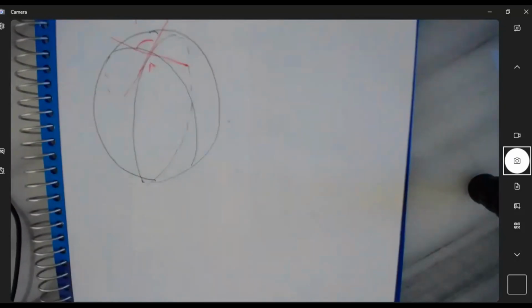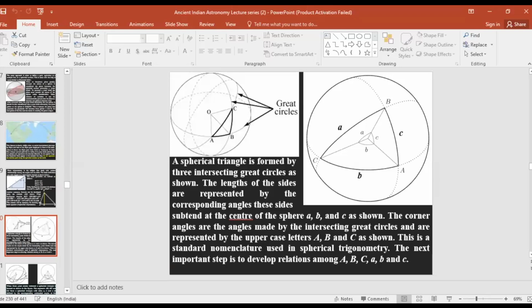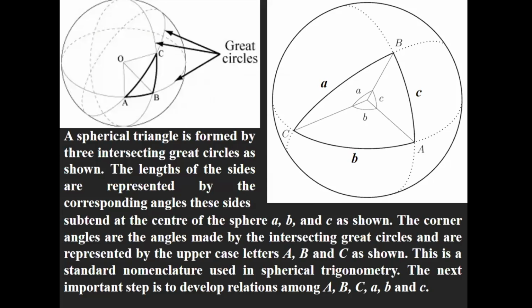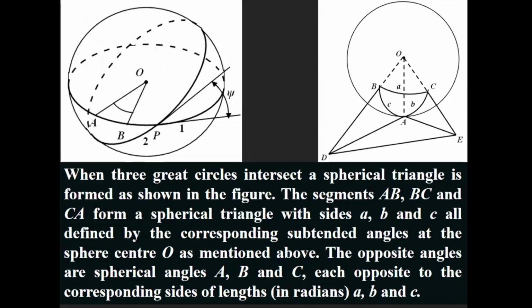So this should not be confused: whenever you find an angle represented by lowercase, remember it is nothing but the equivalent of the length of a side of a triangle, and capital letters are used for the regular angles at the junction points between two great circles. This is shown here so that there is no confusion.